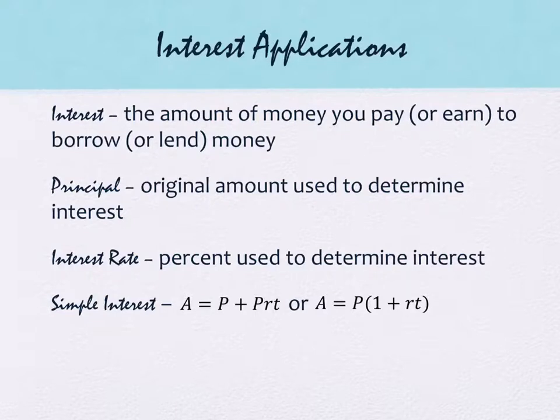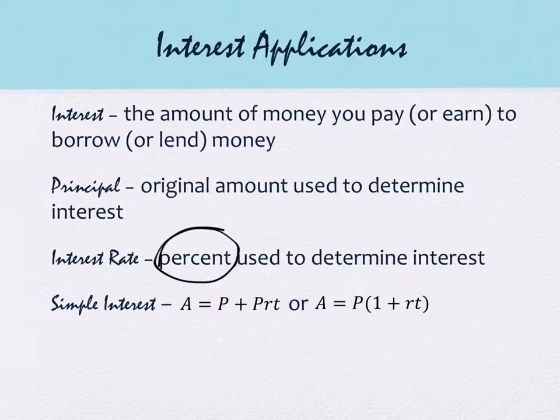It's a safe bet, but you're lending it to them. They take your money, they lend it out to other people at a higher interest rate. That's how the world works in finance. Principal is the amount of money that you actually either loan or borrow, so it's the original amount. And your interest rate is the percent that is used to determine your interest. And it is a percent. Notice that.